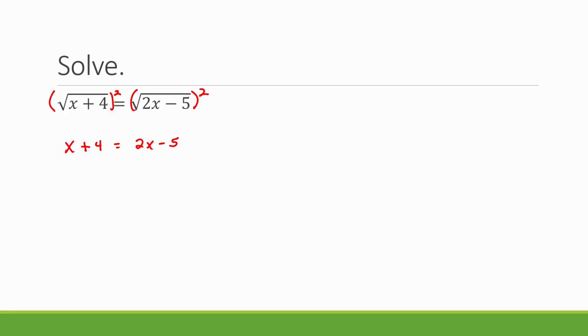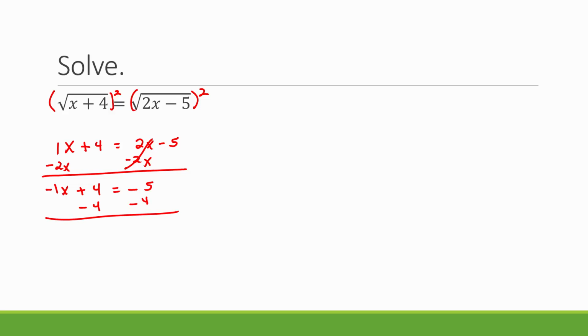And then we want to solve the equation, so I'm going to move my x's to the left-hand side. 1x minus 2x is negative 1x. Then I will move my constant numbers to the right-hand side, so I'm going to subtract 4 from each side. Gives me negative 1x equals negative 5 minus 4. In the negatives, subtract, so I get deeper into the negatives, negative 9. Divide each side by negative 1 to solve the equation for x. I get the solution of x equals 9.